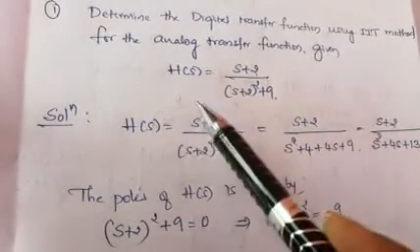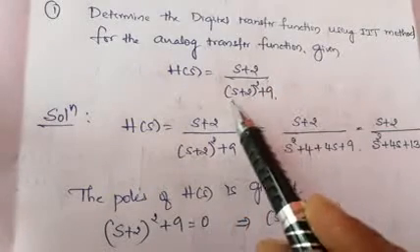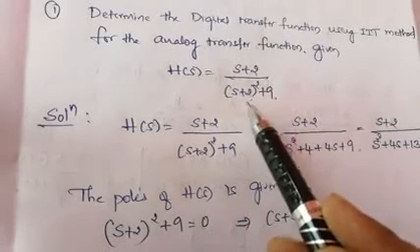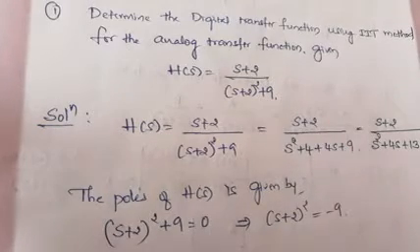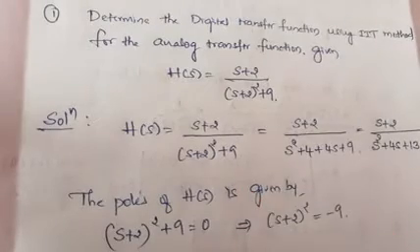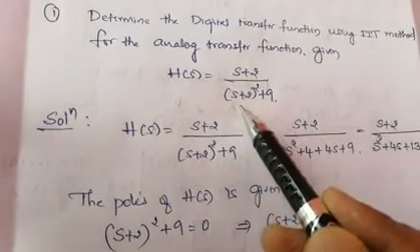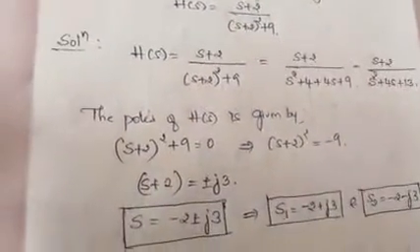the analog transfer function of the filter is given, that is H of s equal to (s plus 2) divided by (s plus 2) whole square plus 9. Same method as we discussed for the previous example. Here also we are making use of the same method. Here the denominator term represents the poles of the system, so we have to find the poles of the system.